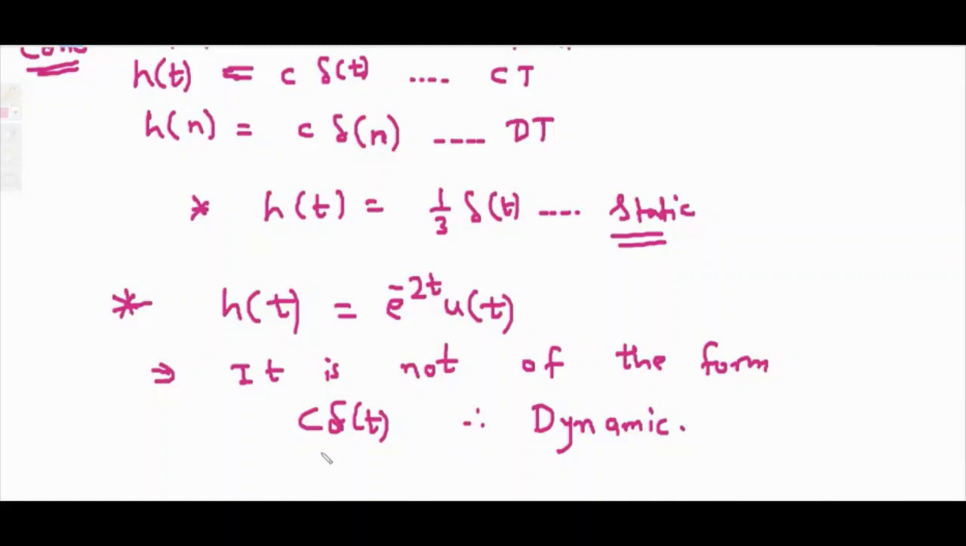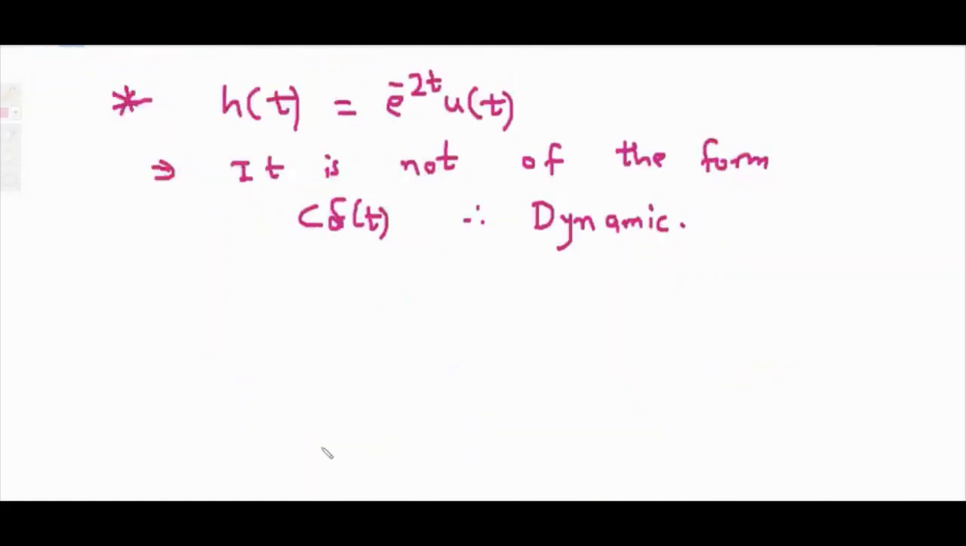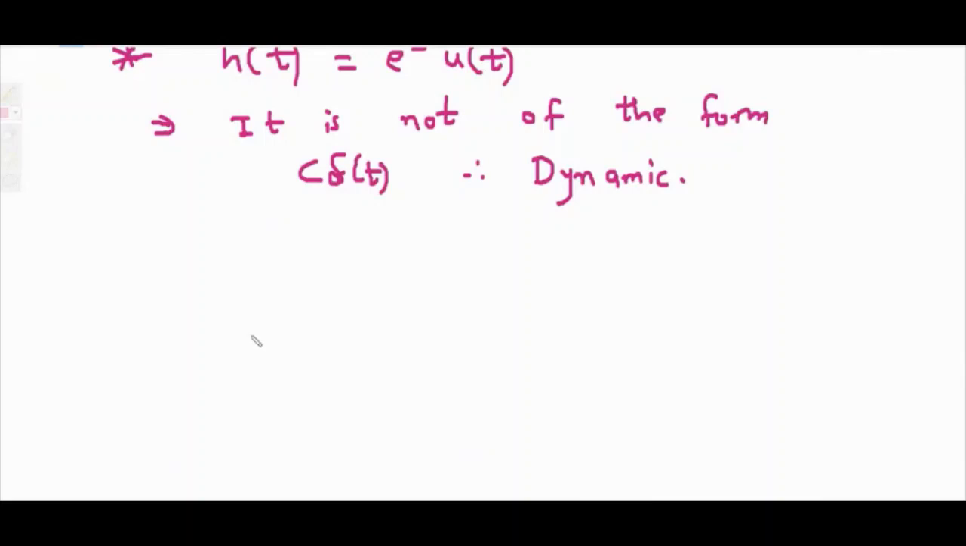Very simple concept. Now for discrete time, h of n equal to 3 raised to n u of n minus 2. Again, it is not of the form c into delta n, therefore dynamic.